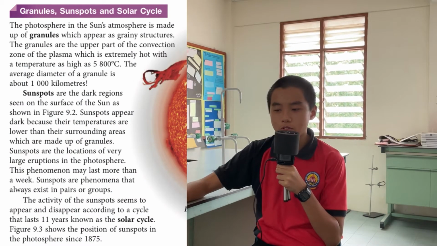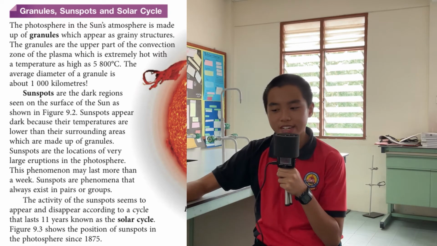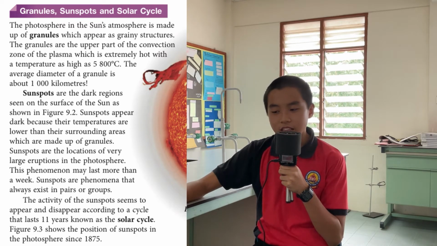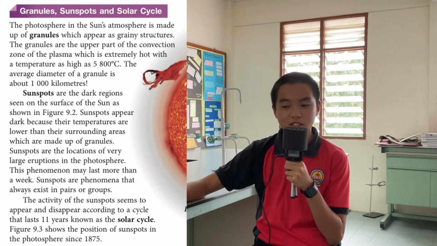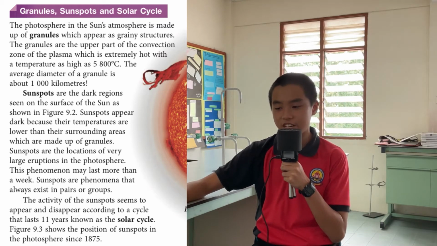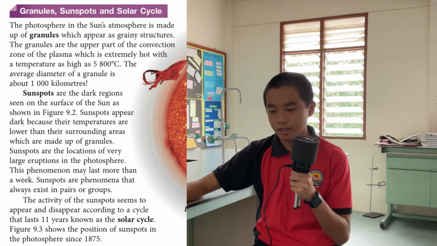Granules, sunspots, and the solar cycle. The photosphere in the Sun's atmosphere is made up of granules, which appear as grainy structures. The granules are the upper part of the convection zone of the plasma, which is extremely hot, with a temperature as high as 5,800 degrees Celsius. The average diameter of a granule is about 1,000 kilometers.